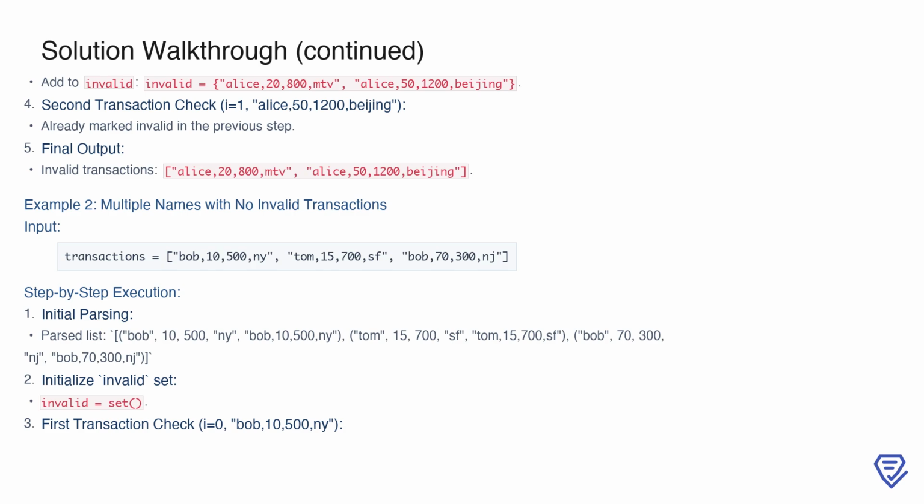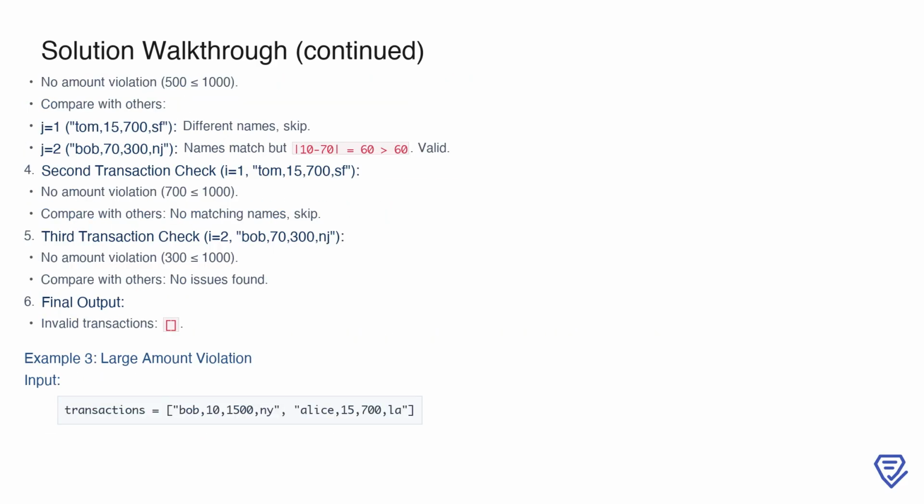In the next example, we consider a case with multiple names but no invalid transactions. Here, the input includes transactions for Bob and Tom. As usual, we start by parsing the transactions into a structured format. After that, an empty invalid set is initialized to track any invalid transactions. For the first transaction, Bob, 105, 00, New York, the amount is within the limit, so we proceed to compare it with the other transactions. The first comparison is with Tom, 157, 00, SF.